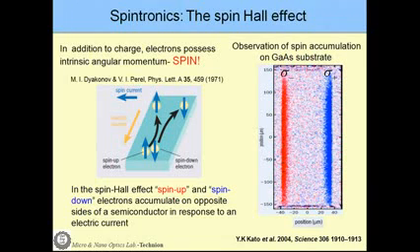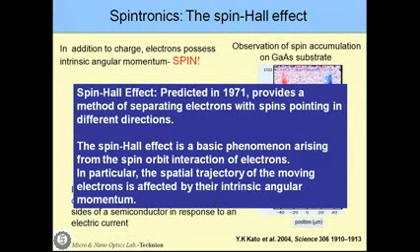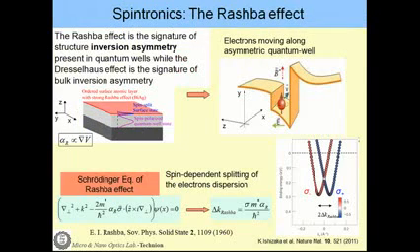Kato et al. observed it experimentally upon a gallium arsenide substrate. So the spin Hall effect provides a method of separating electrons with spin up and down. The spin Hall effect is attributed to the spin-orbit interaction of electrons, where the spatial trajectory of moving electrons is affected by their intrinsic angular momentum.